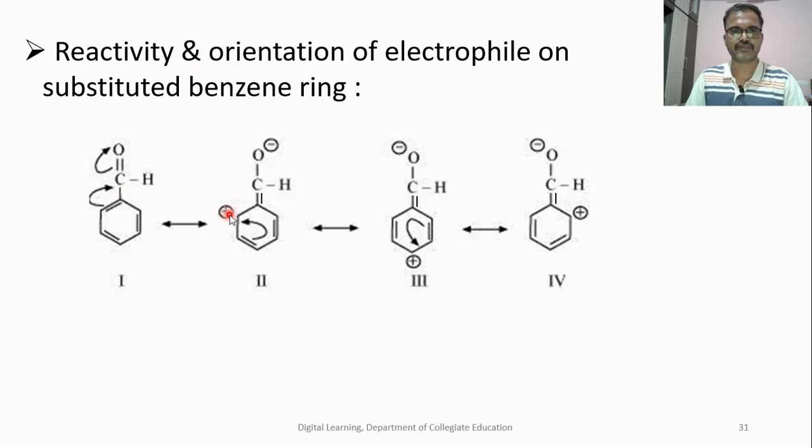As a result, the positive charge is developed at the ortho position and it gets stabilized through resonance like this. If you look at these three resonance structures of benzaldehyde, the positive charge is on the ortho and para positions but not on the meta position. That means the meta position is relatively rich in electrons when compared to ortho and para. As a result of this, the electrophile attacks the meta position rather than the ortho and para. So that is why benzaldehyde on electrophilic substitution reaction gives meta substituted products rather than ortho and para.